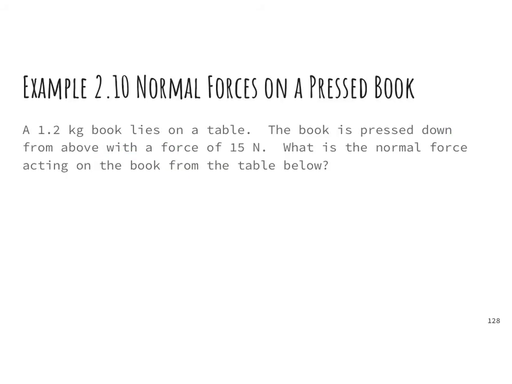So let's do a quick little example. If a 1.2 kilogram book lies on a table, and the book is pressed down with a force of 15 newtons, what's the normal force? If I were to draw a free body diagram here, I know that there is a weight force going down that's equal to 12 newtons, and there is an extra force of a push, just a general force F, that's pushed down with 15 newtons.